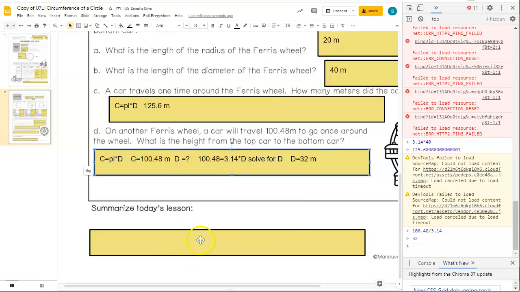Go ahead and summarize what you learned today, and we will continue on with the next one.